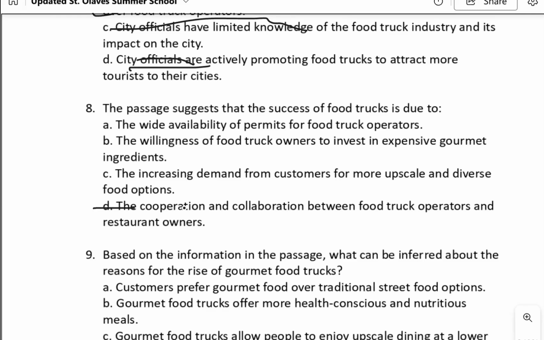So for 8, there is no cooperation and collaboration. Restaurant owners generally do not like the food truck operators. They're talking about how it's not really expensive and gourmet because they're offering things at a lower price. Mainly it is to do with the increasing demand from customers for more upscale and diverse food options, as noted before with the really international food options. And A is definitely not the answer, because they said that city officials make it very limited to get permits for food truck operators. The answer is C.